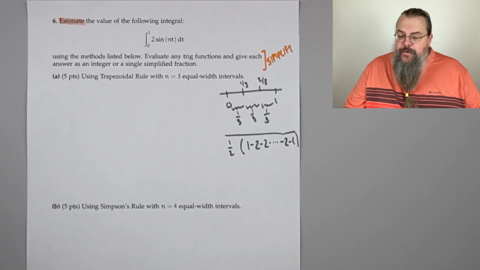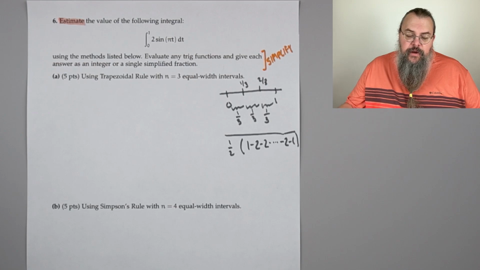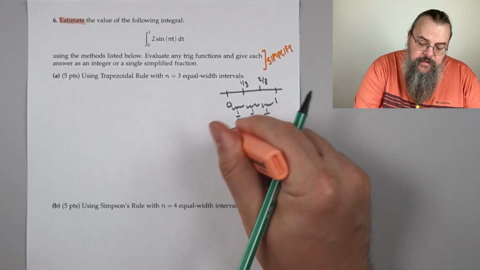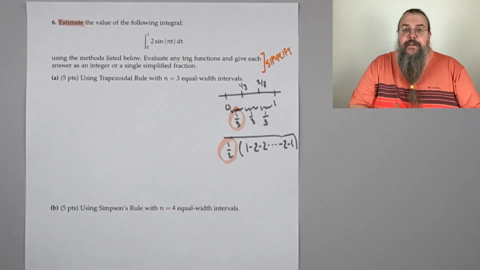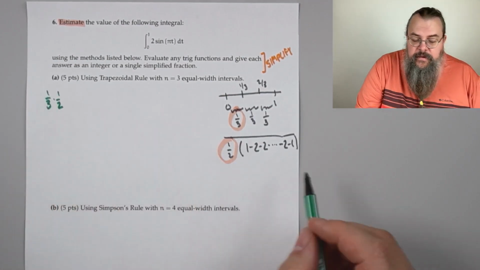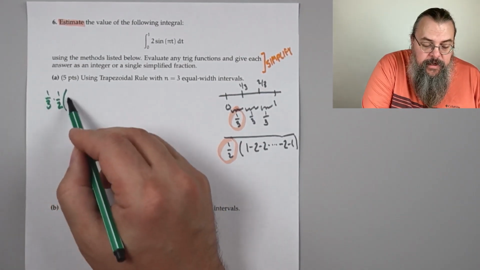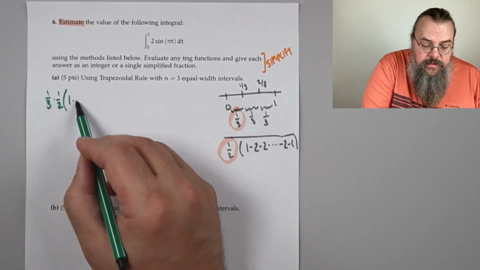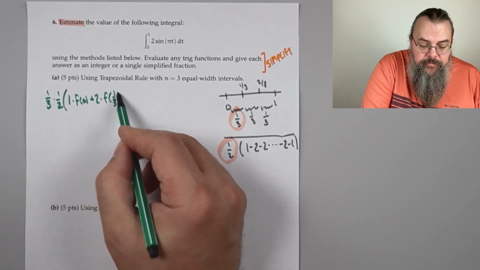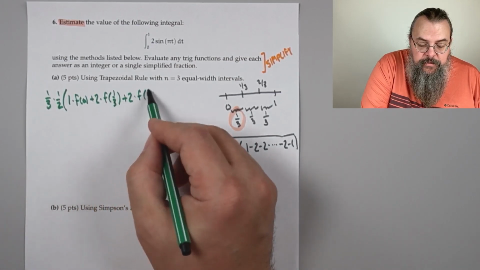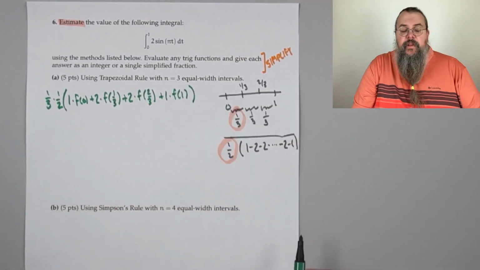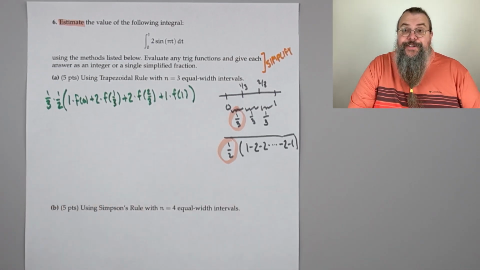All right, so with all of this in mind, we're going to take our factor of a half and our factor of a third. Okay, so we have 1/3 the width, 1/2, which is this correction factor. We're going to have 1 times the first endpoint, f of 0, 2 times the next point, f of 1/3, 2 times the next point, f of 2/3, and 1 times the last point. Okay, so there's our setup.